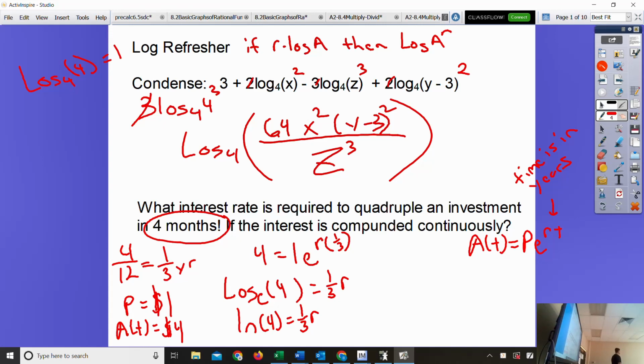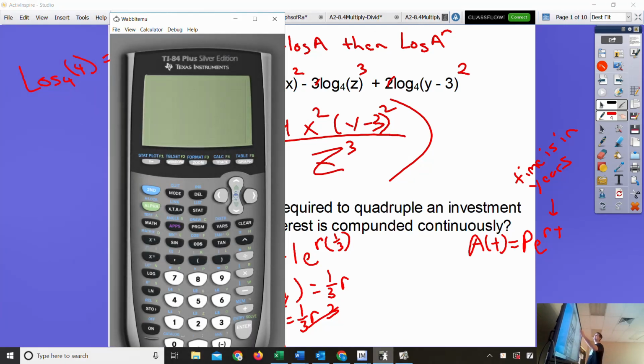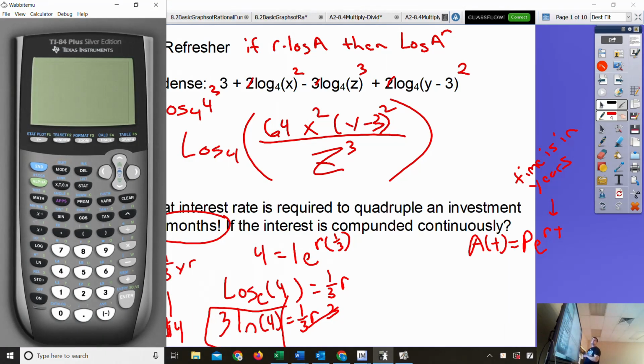I want those back. You got a third there in front of the R. How do you fix that issue? Times it by 3. Because a third of 3 is going to be a 1. They'll cancel each other out. That is going to be your answer. If you want to know what it is, what do you do? Put it in a calculator. You can do that on yours. It's still got an ln key. Nothing changed.